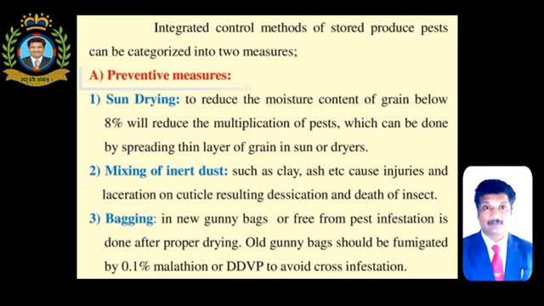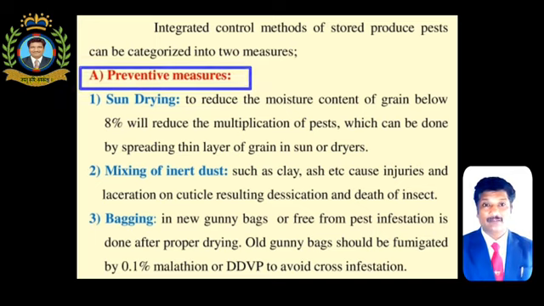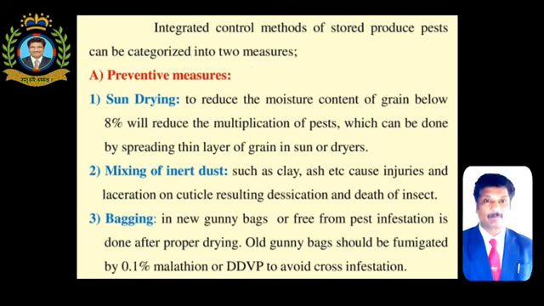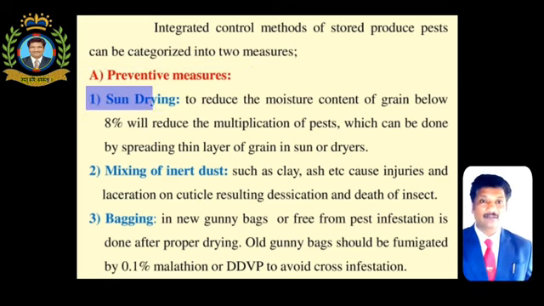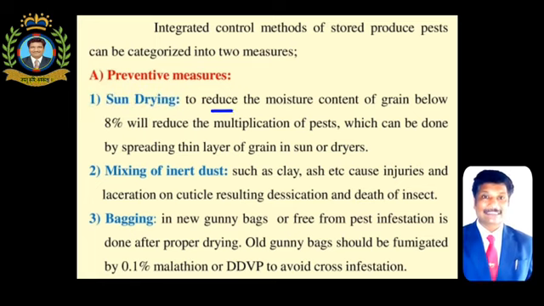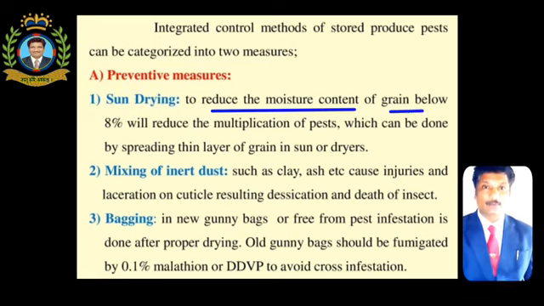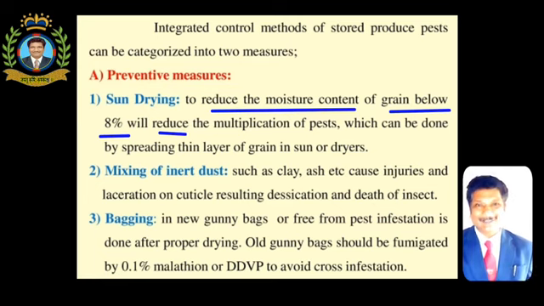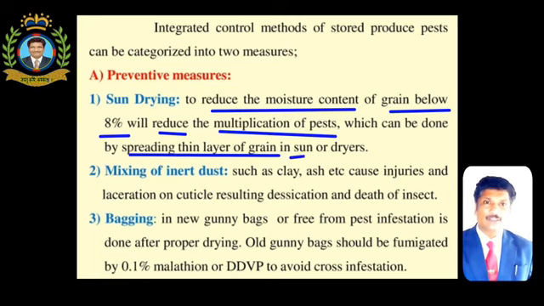As a proverb always says, prevention is better than cure. Hence, try to prevent the insect pests from coming into our storehouses. Then how should it be done? The first, most traditional way is sun drying, just to reduce the moisture content in the grain below 8%, which may reduce the multiplication of pests.